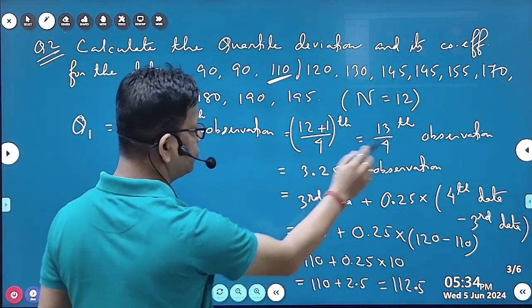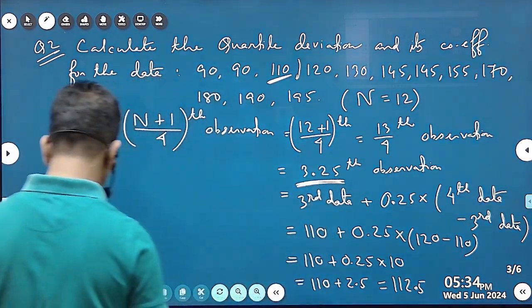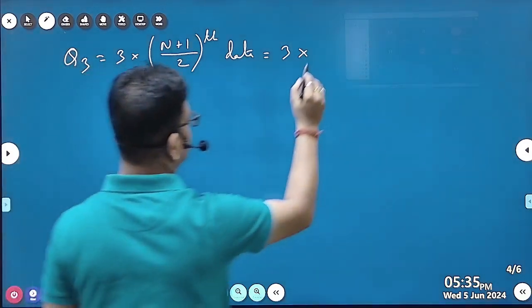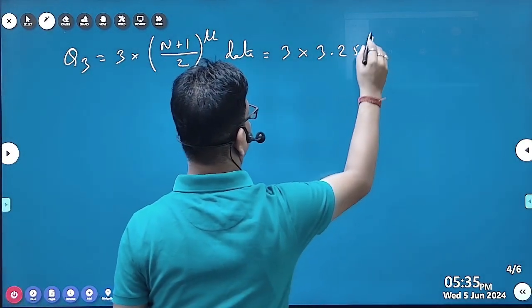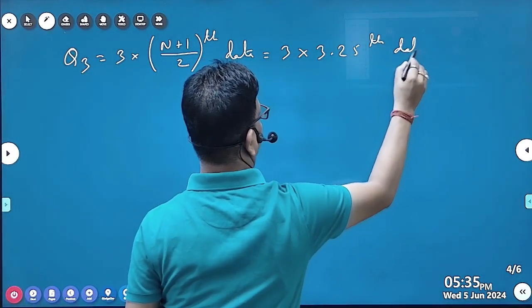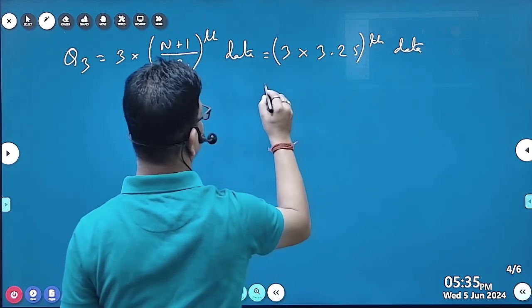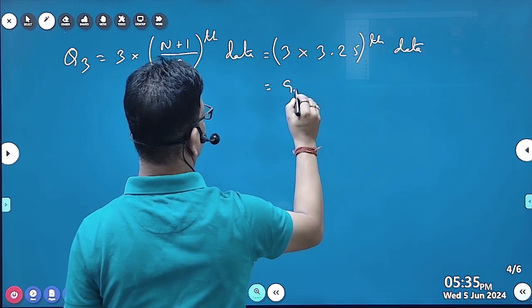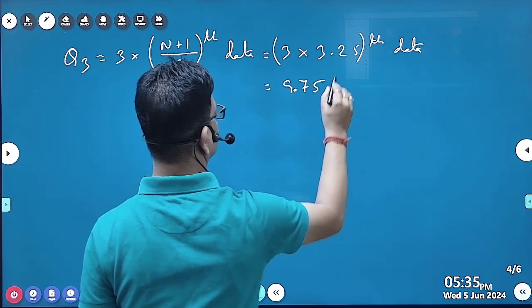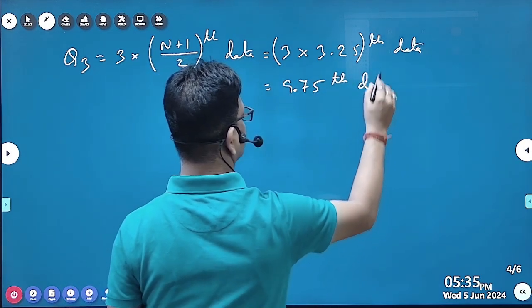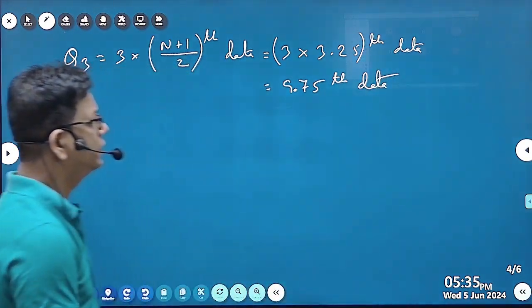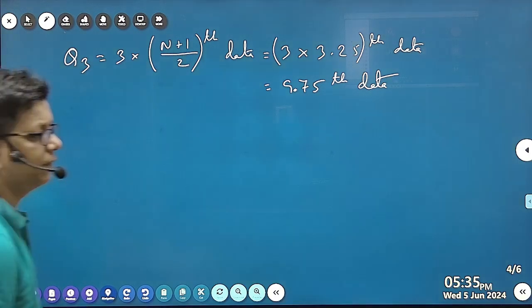3.25. So this is n plus 1 by 2. So it was 3.25. We can put directly. So it is 3.25 of this data. And of course, we need to multiply. How much will it be? 9.75. Am I correct? Is it 9.75? Yes. Okay.